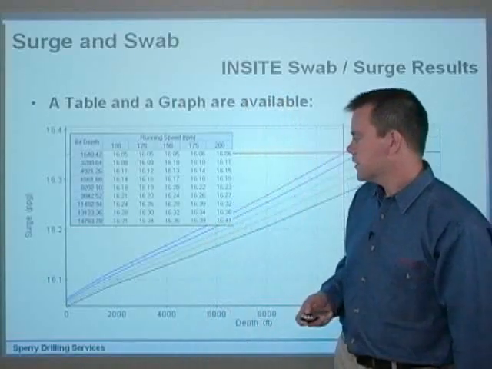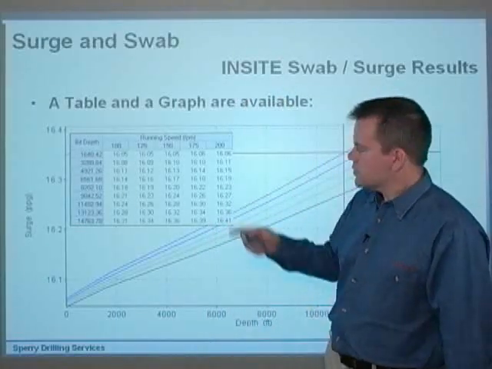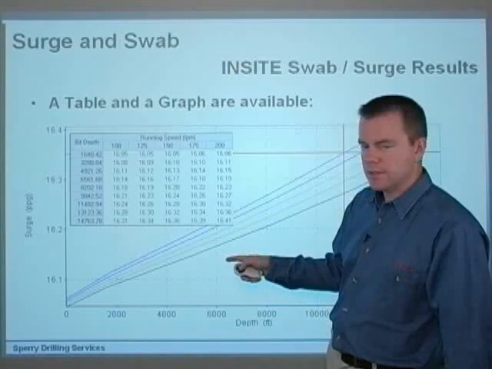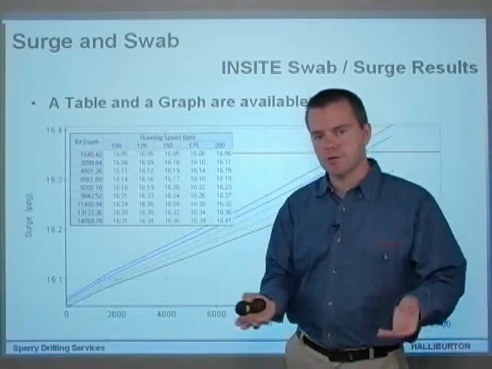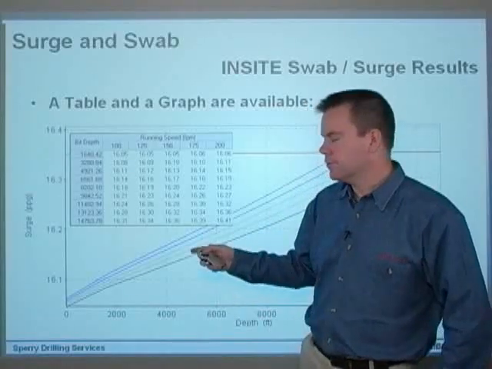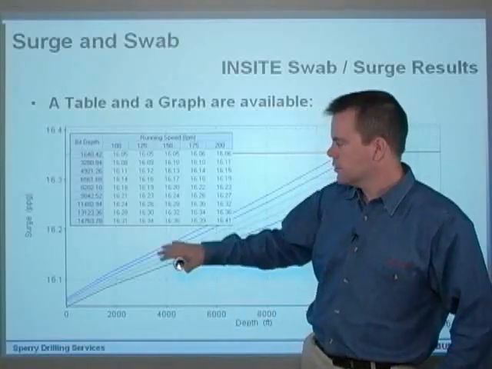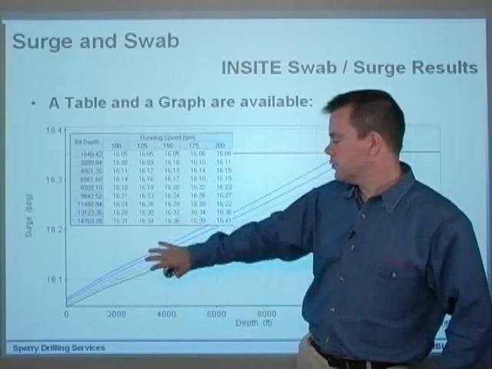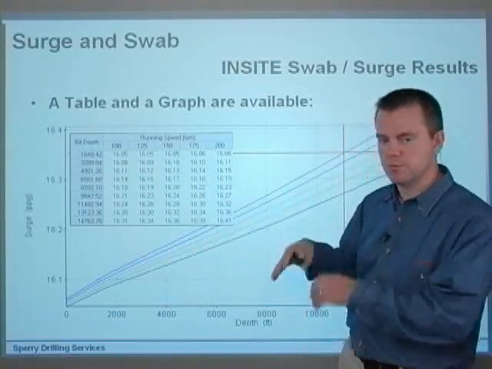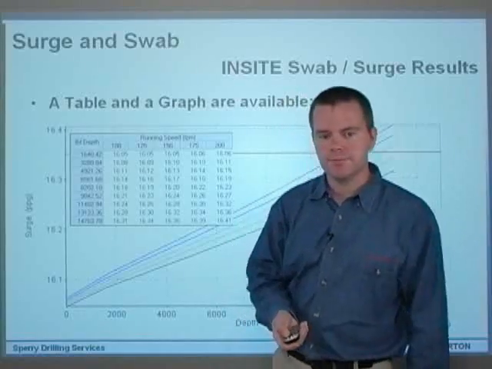So this is the sort of thing you can get from INSITE, and you can also print it out on a sheet of paper as a report. It comes out as two sheets of paper. One's a tabular sheet like this with a bit more information, and one's a graphical sheet with the same input information on it as well.